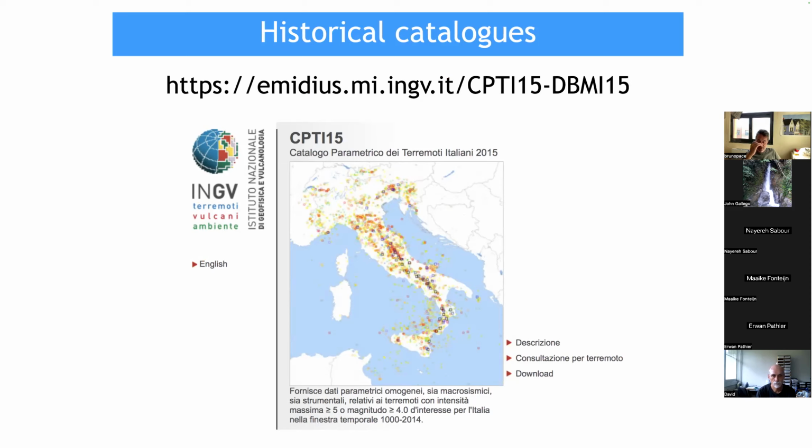And we have really good historical catalogs in Italy, but of course we have to manage them carefully because we have a lot of uncertainties in this kind of catalog that are larger and different than the instrumental ones. So we have to know how this kind of catalog is produced, which kind of information we have.